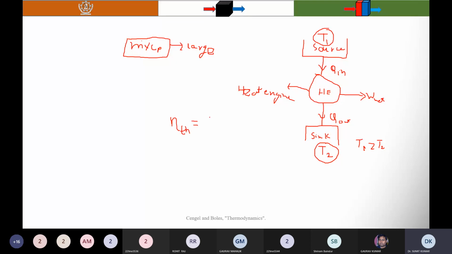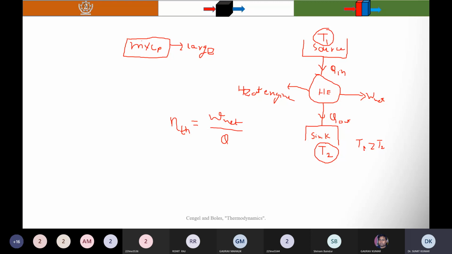So what is the desired output from the heat engine? To produce the net work, W net. Divided by what is the required input? The required input is the heat taken from the source, so it is Q in.